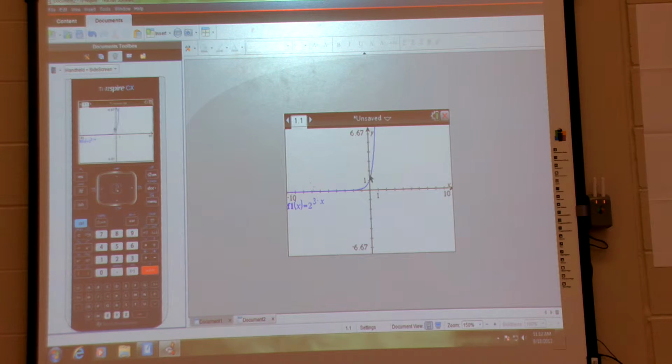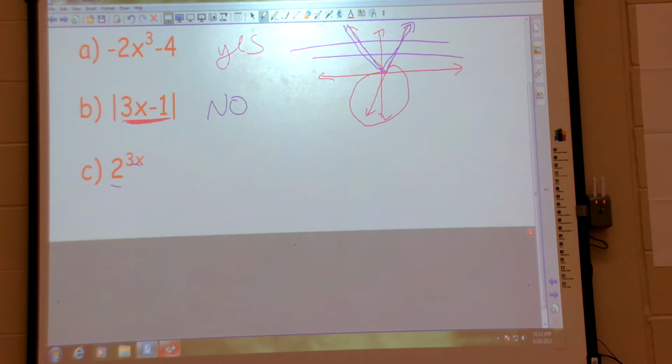So if I draw that horizontal line, it's only going to touch once. Now some people look here and say, well, it'll touch a bunch of times. So remember, if I zoom in, it's getting closer and closer and closer, but it never actually levels out. Okay? So it is a yes. It is 1 to 1.